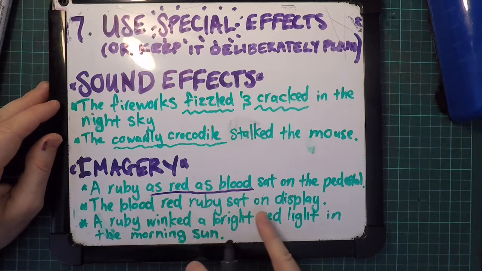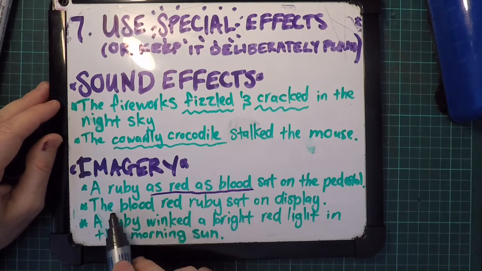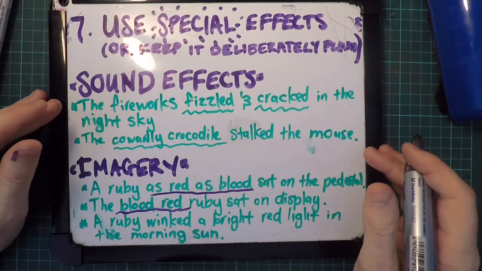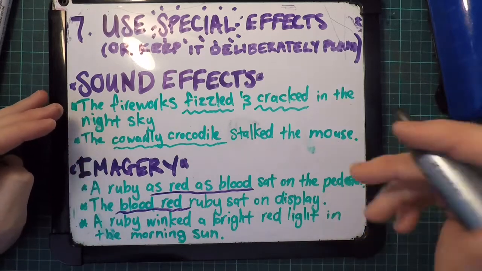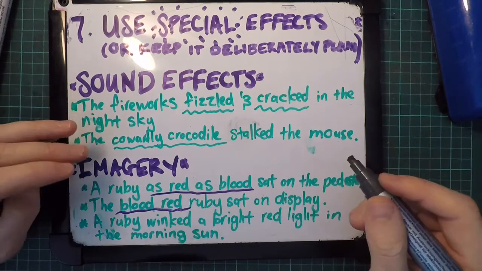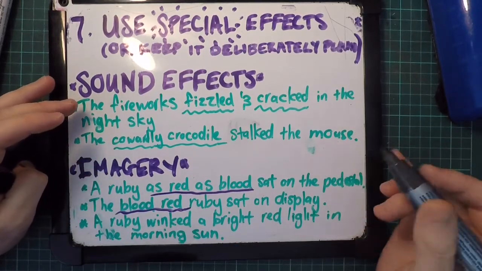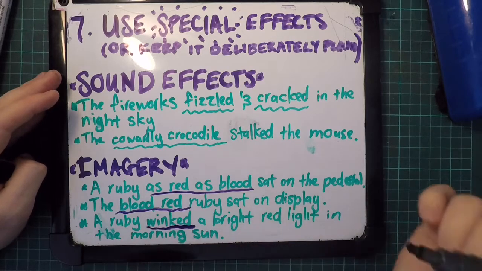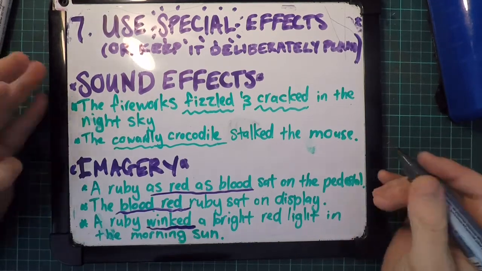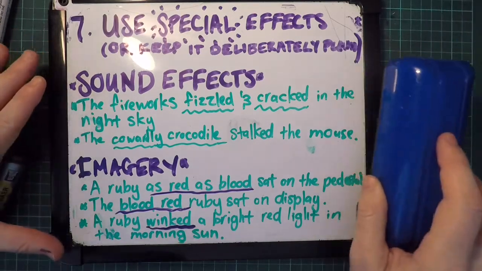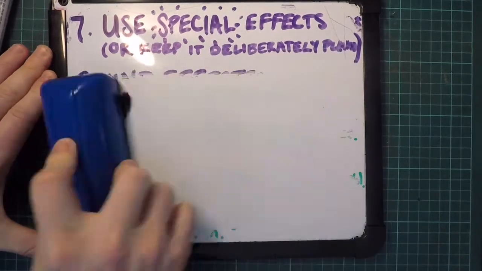So the blood ruby sat on display. This is a metaphor over here. The blood red ruby. So instead of comparing it to something, it's calling it that thing. And then at the bottom here, you've got a bit of personification, where you give an inanimate object human qualities or human characteristics. So a ruby winked a bright red light in the morning sun. We know that rubies can't wink, but we've given it that to, I guess, make it more relatable in our readers' minds. Now, you can overdo things like this, so you've got to be careful.